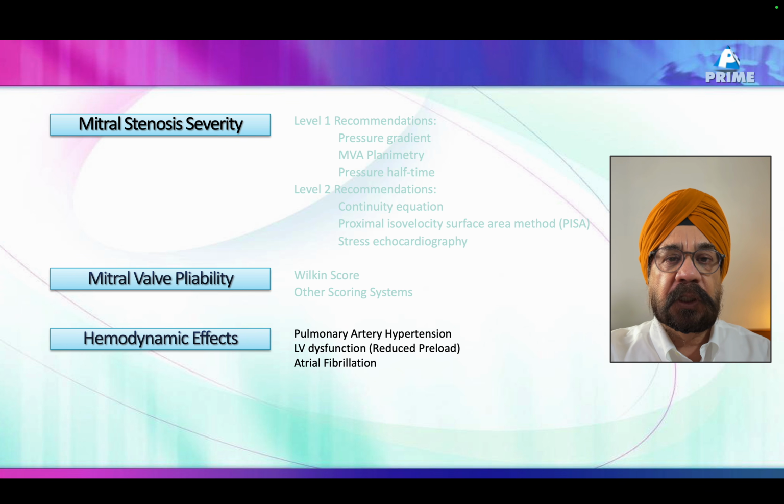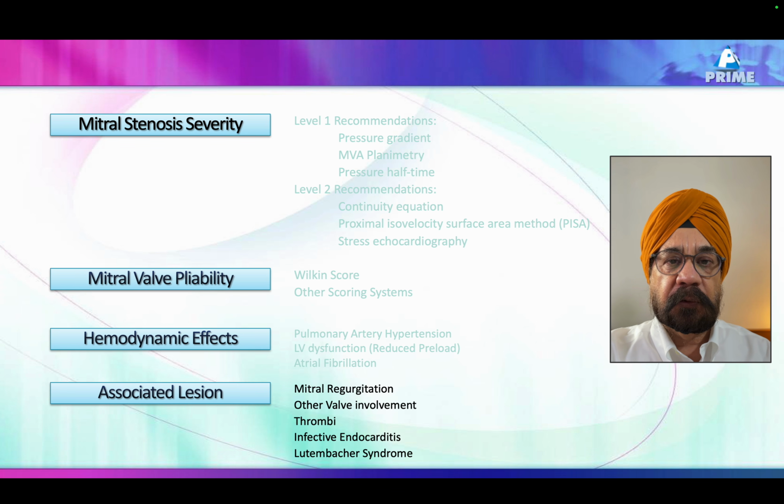Then you have to see the hemodynamic effects of mitral stenosis: the LA enlargement, the pulmonary venous pressure increase, pulmonary arterial hypertension. You have to see the complications of mitral stenosis like atrial fibrillation. You also have to notice any evidence of thrombi or infective endocarditis in these patients.